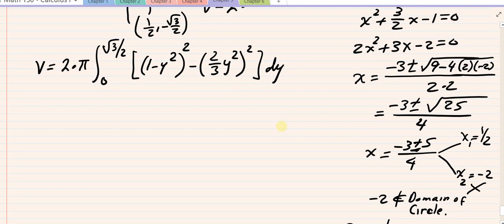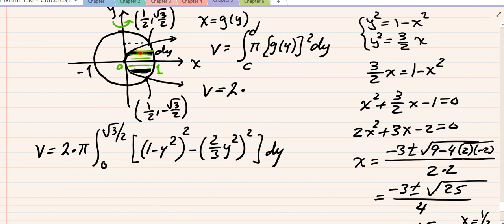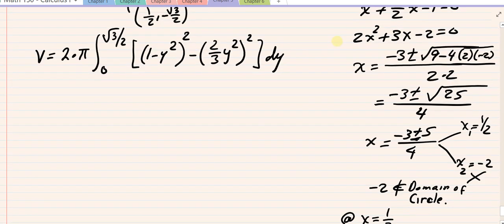Okay, and there we have it. Now, for this one, we used washers. Remember, because there's going to be a hole in the solid, so we use washers. This would be outside radius minus inside radius. That's what we did.